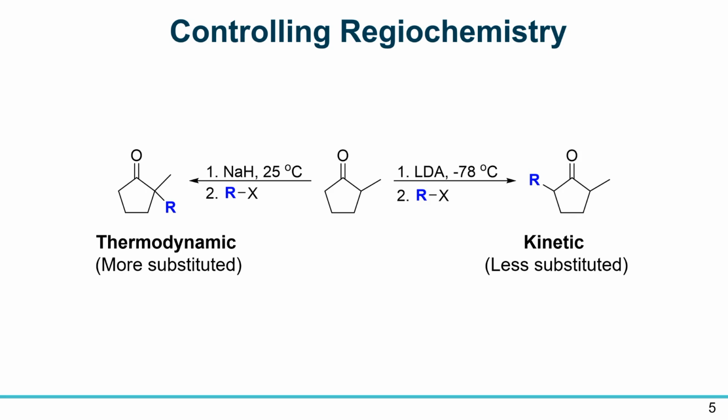Alkylation at the alpha position is an interesting example of regioselectivity, which can be controlled by careful selection of the base and reaction temperature.